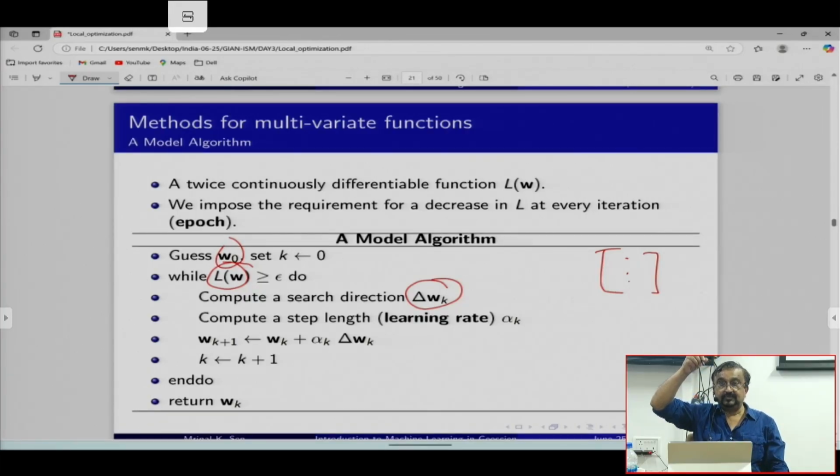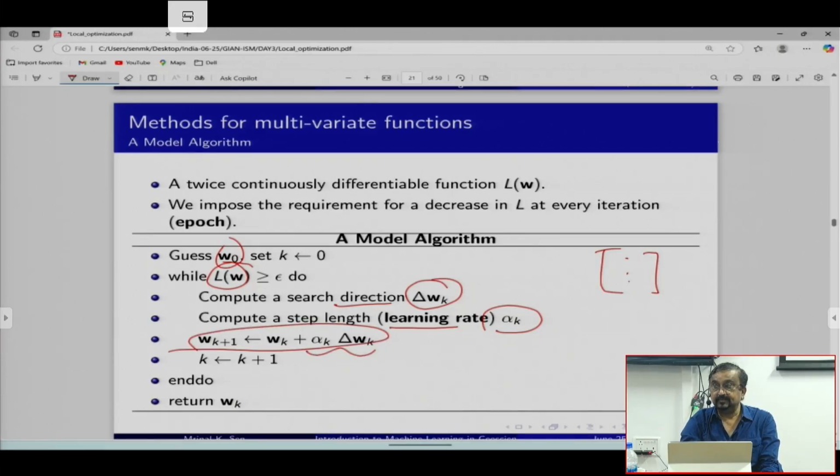We don't know. So you have to choose a direction in which you want to go, and you also have to find out how far you want to go. So you need to find a search direction, and you also have to find out the step length. Step length is also called learning rate. Once you know the search direction and the step length, then you can update your model by adding this perturbation.